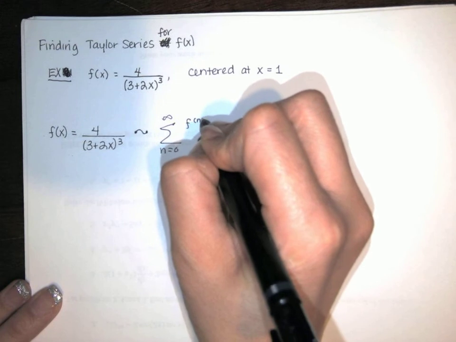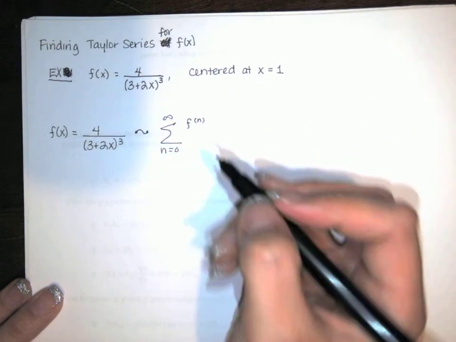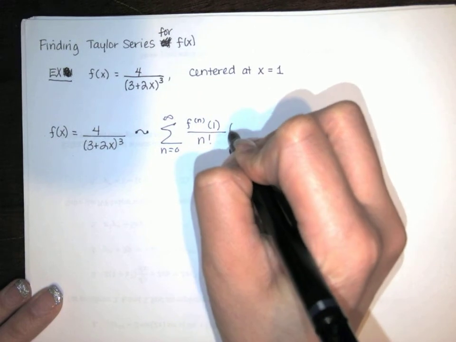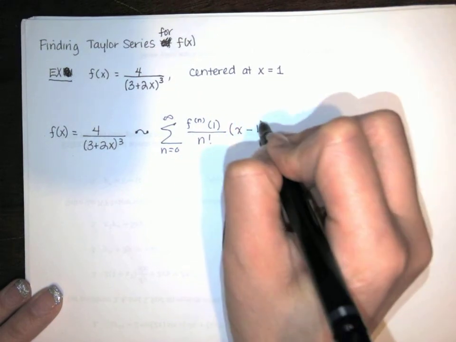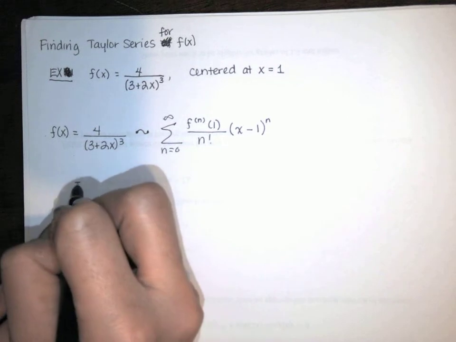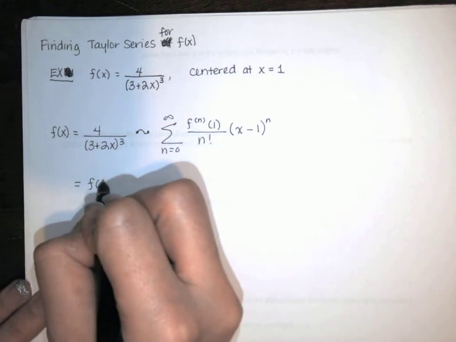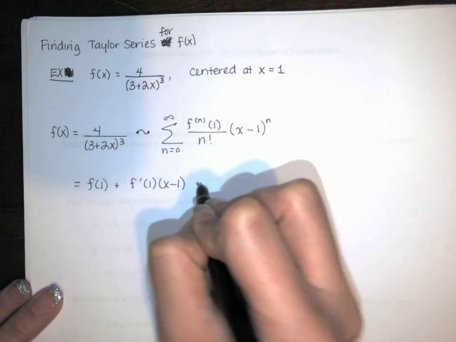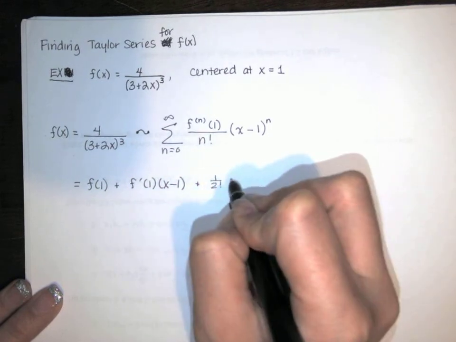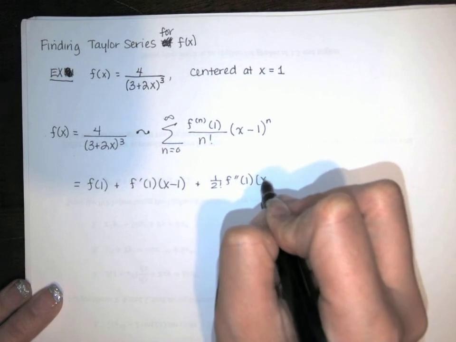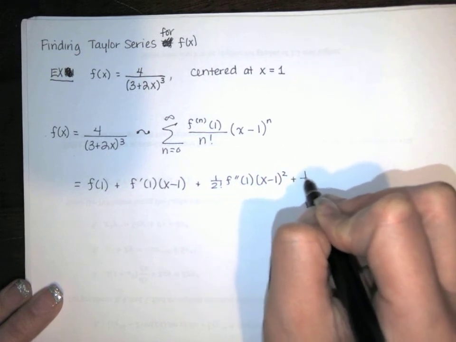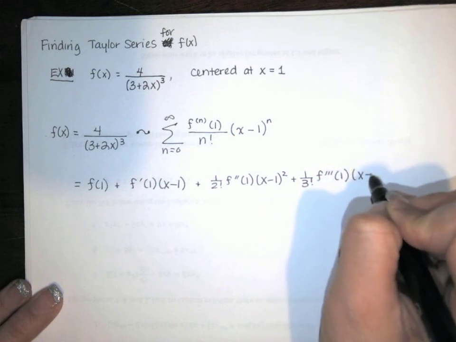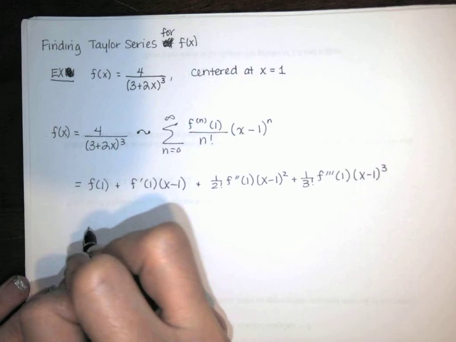The nth term of the Taylor series is the nth derivative of the function evaluated at 1 divided by n factorial times x minus that center, which is 1, to the nth power. If I expand this, I get f of 1 plus f prime at 1 times x minus 1 to the first, plus 1 over 2 factorial times f double prime at 1 times x minus 1 squared, plus 1 over 3 factorial times f triple prime at 1 times x minus 1 cubed, and you keep going.